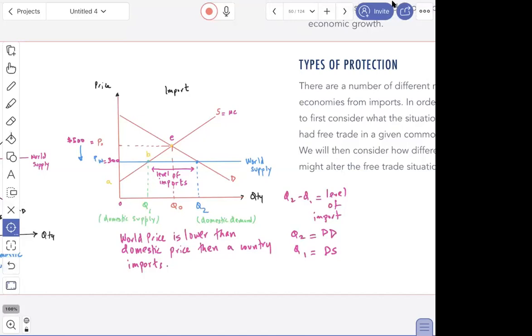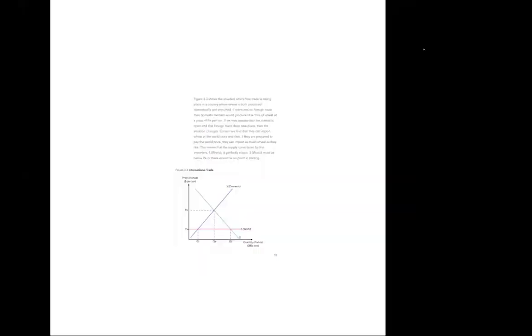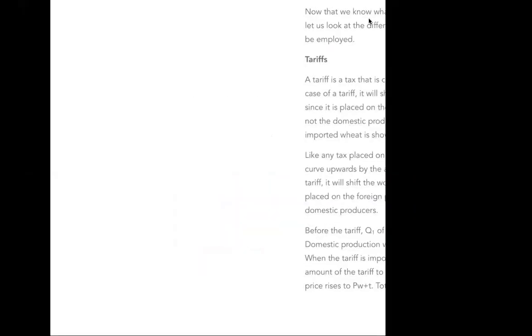So if they have a level of imports which is Q2 minus Q1, and they want to reduce this level of import, what can they do? What if the government is unhappy and they decide to put a tariff on this kind of import?